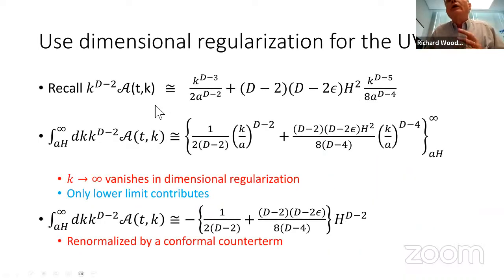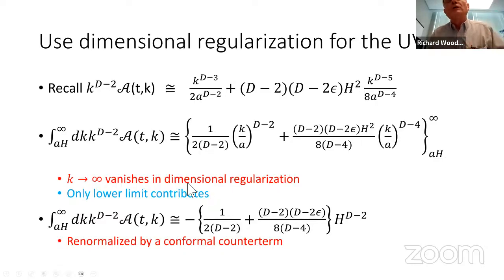This still has ultraviolet divergences in it, and you use dimensional regularization to get those. So if you just take the k to the d minus 2 from the measure factor times the mode function, or times the expansion of the amplitude, you get a term like that, a term like that. And then you can do these things in dimensional regularization. It's in fact easy to do it. This one gives k to the d minus 2. That one gives k to the d minus 4 over d minus 4.